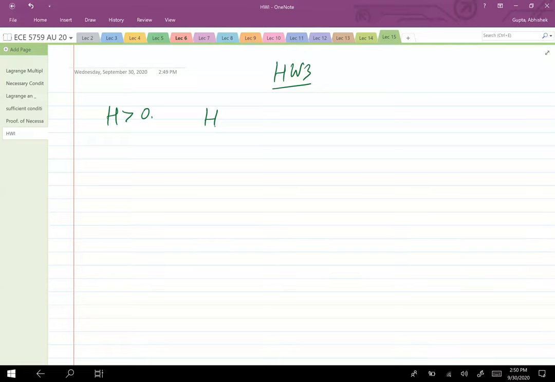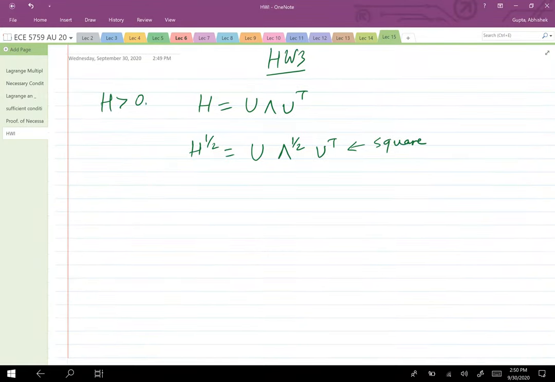Oh, okay. So the way to solve this problem is as follows. You have H equals U lambda U transpose, where lambda is all the eigenvalues of H in a diagonal form. So you can define H raised to half as U lambda raised to half U transpose. This is called the square root of a matrix. It's only defined for positive definite or positive semi-definite matrices. And then whatever decomposition you have in mind will just work. This is the key step that you need to recognize. After that, everything is straightforward.